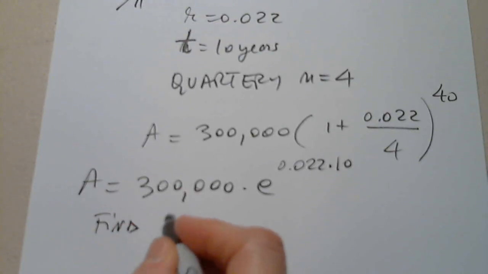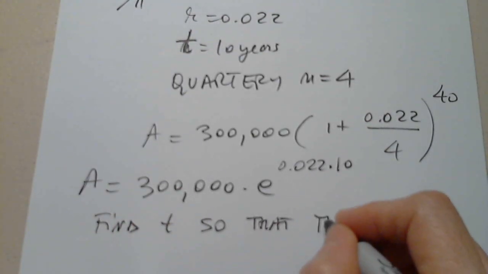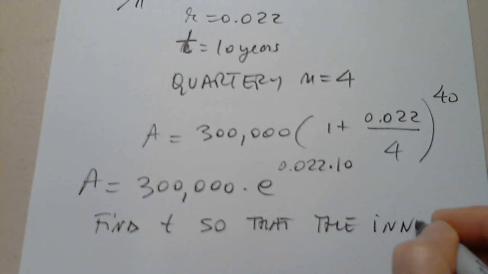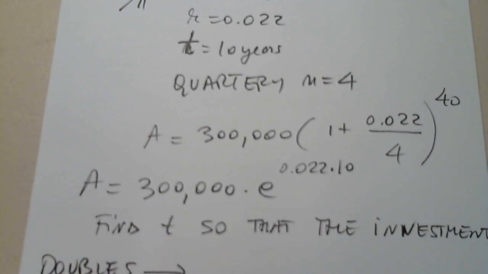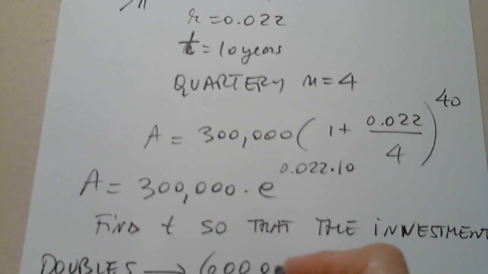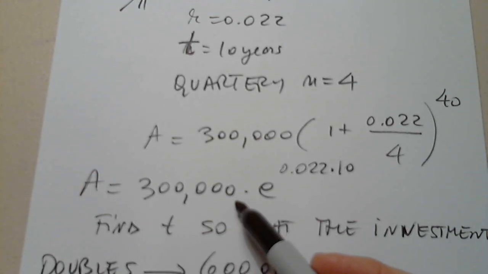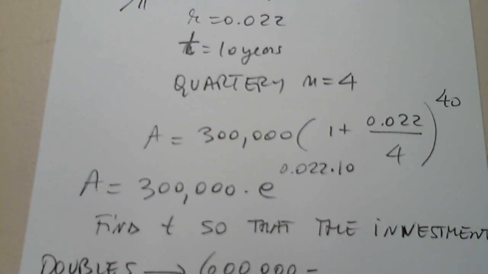And now, if we're asked, for example, to double the investment, find t so that the investment doubles. This is still an algebra situation. Your investment doubles, meaning 600,000. We started with 300,000. We want to know how many years we need to see our investment doubling.